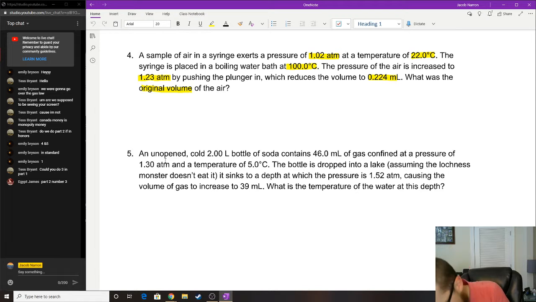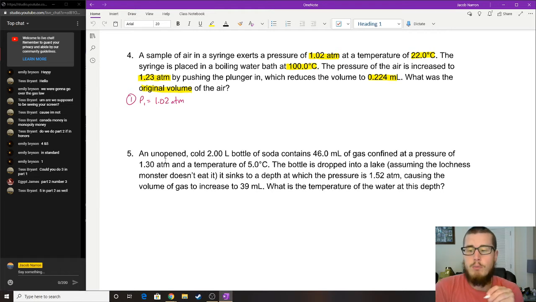All right, first number that I see is 1.02 atmospheres, and I know that that is the initial. That's number one. You got it, Egypt. I'll do that one too. You guys go ahead and get your requests in, and I will get to them in order. So 1.02 atmospheres, that is P1. The reason I know that is that's what the pressure was that we started with, okay? It was exerting a pressure of 1.02, okay?